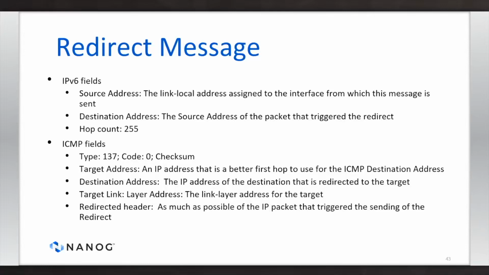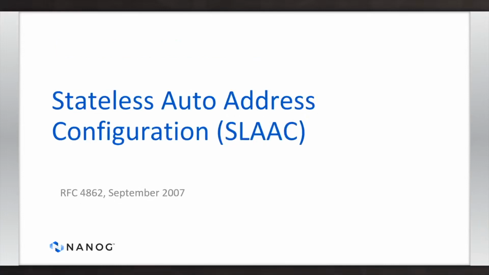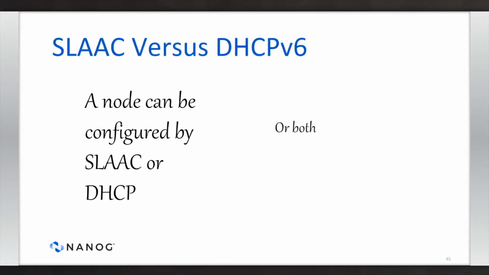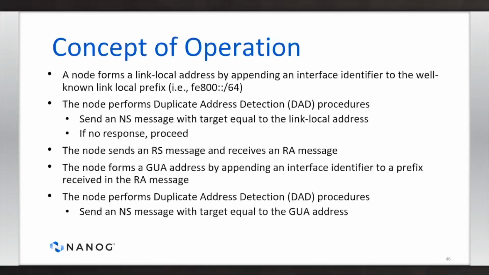Now it wants to give itself an address. And let's talk about the SLAAC process. Well, a node can be configured by SLAAC or DHCP, or both. Let's assume for a moment it's just SLAAC. What's the concept of operation here?